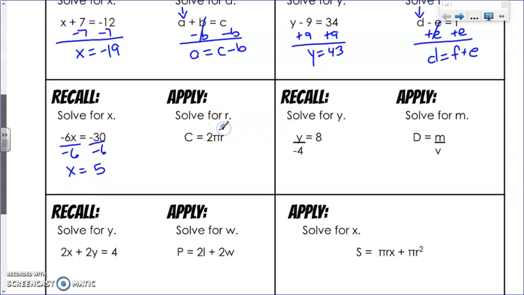Do you see the r here? This is 2 times pi times r, right? This is one that we did last week on the skills check. Since these are being multiplied by r, we're going to divide. The 2 cancels and the pi cancels, and whatever I do to one side, I have to do to the other. So c over 2 pi equals r.